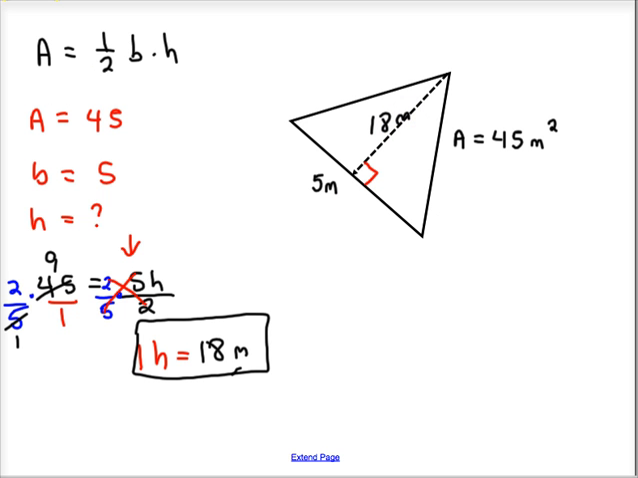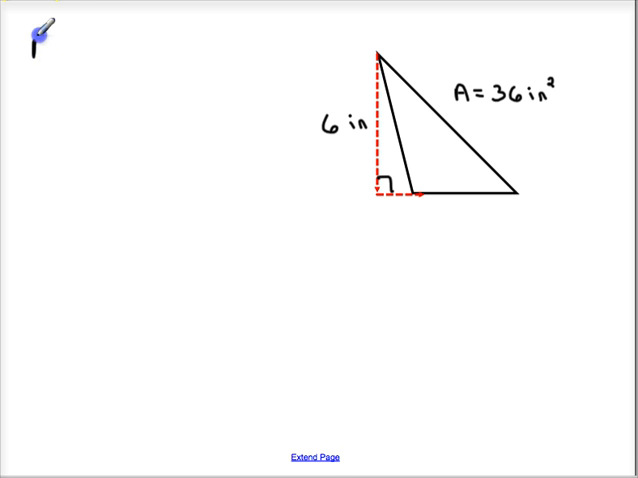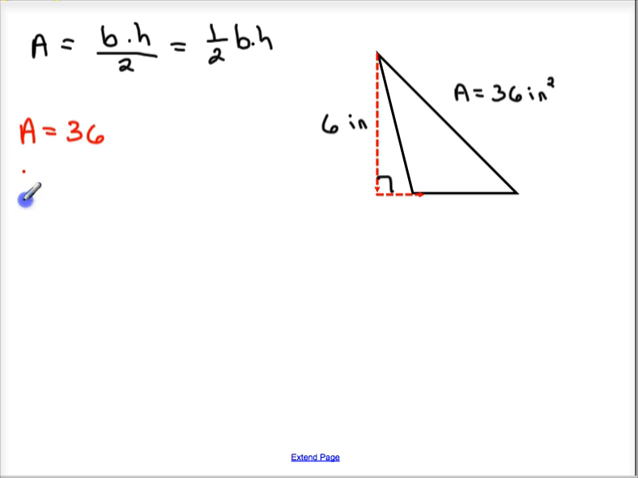Let's take a look at one more example. Okay, in this example again, start off with your formula. Area equals base times height divided by 2, or 1/2 base times height, either one. What's given? We have our area is 36 inches squared. This time we were given our height, which is 6 inches, and our base is unknown, x, b, whatever you want to call it, any variable you like to choose. So I'll start with our formula. Plug in 36 equals base times height, or 6b over 2.